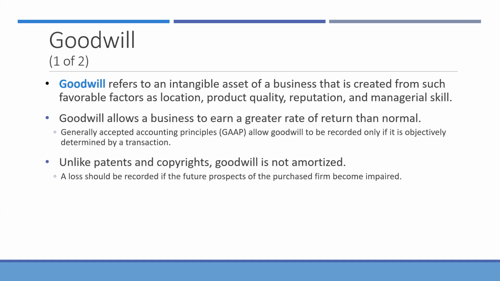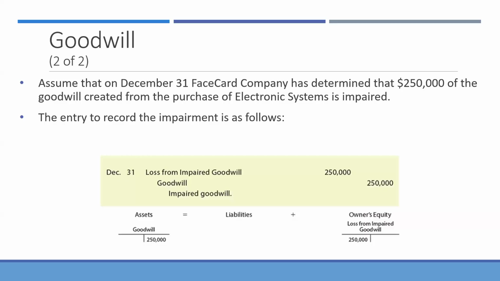And unlike patents and copyrights, goodwill is not amortized. However, goodwill should be written down if the future prospects of the purchased firm become impaired. So the entry to record that would be a debit to loss from impaired goodwill, 250,000, and then a credit to the goodwill account itself.